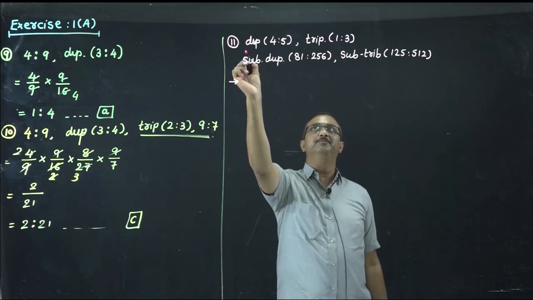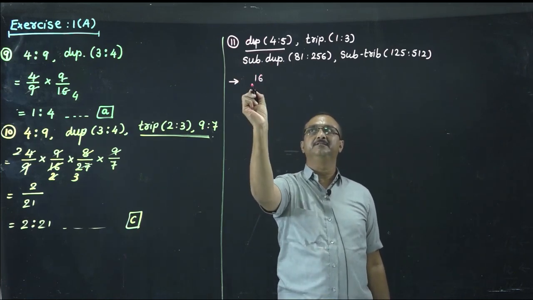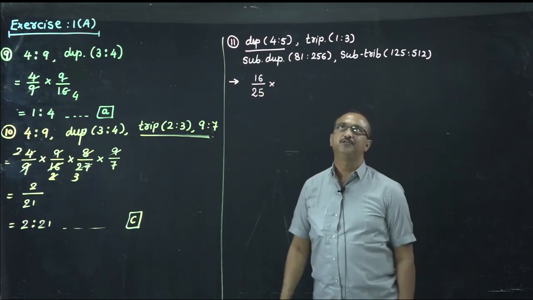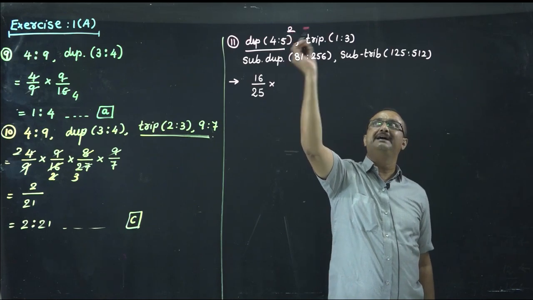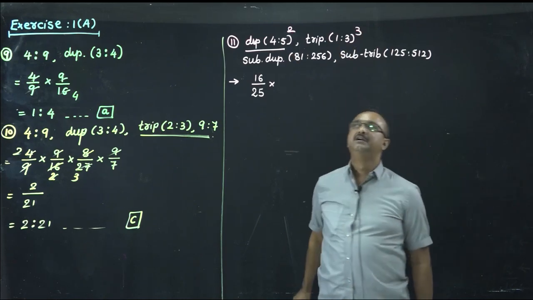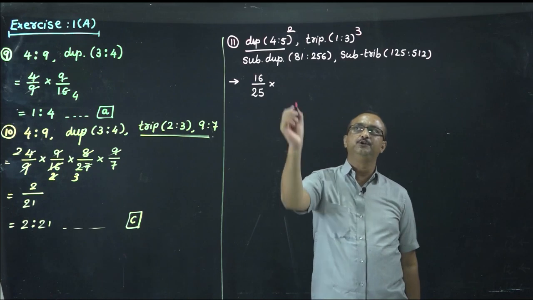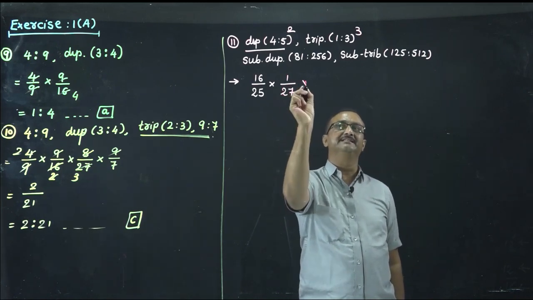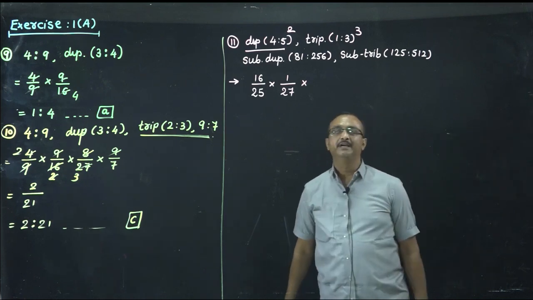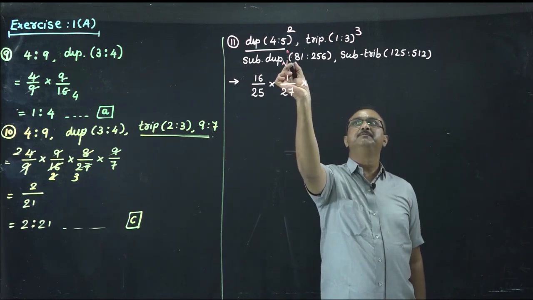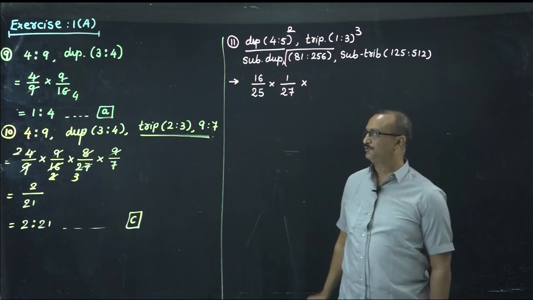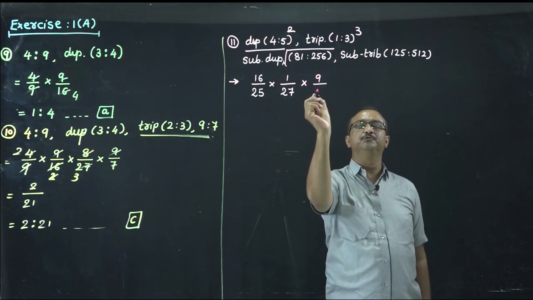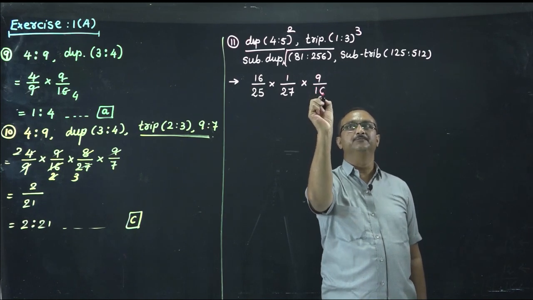So the duplicate of 4 is to 5 is 16 over 25. Triplicate means what? Cube. This is square, this is cube. 1 is to 3: 1 cube is 1 and 3 cube is 27. Now subduplicate means what? Under root. Under root of 81 is 9 and under root of 256 is 16.